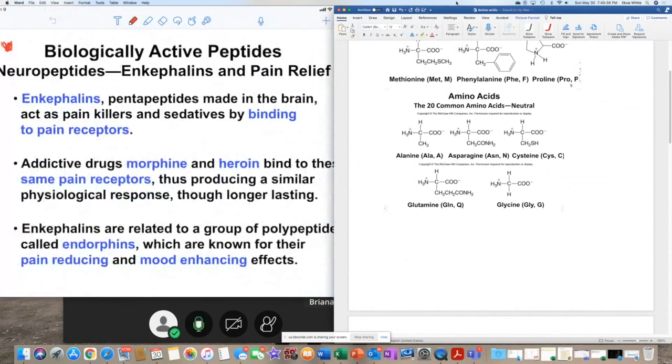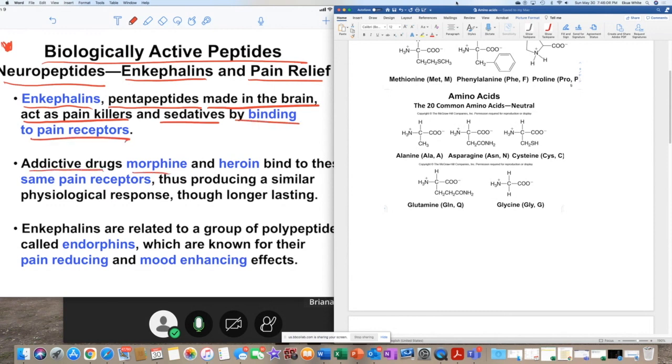So now we're looking over other peptides. These are biologically active peptides, and these are called neuropeptides. That means they somehow influence the brain, right? These are called enkephalins, and they usually are connected to pain relief. Enkephalins are pentapeptides. So these are short pieces of peptides that have 5 amino acids, and they're made in the brain, and they act as natural painkillers and sedatives by binding to pain receptors in your body.